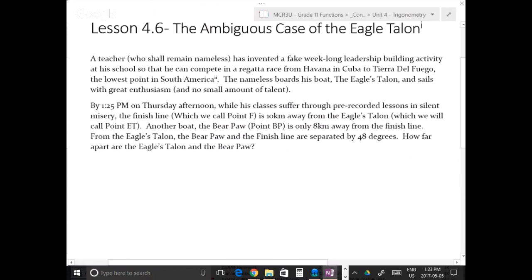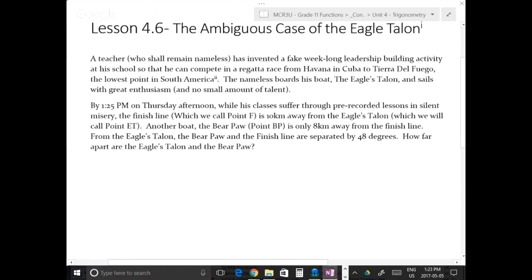So anyway, this was mine. I was taking kids to a leadership camp. So in this, a teacher who shall remain nameless has invented a fake week-long leadership building activity at the school so that he can actually compete in a boat race from Havana in Cuba to Tierra del Fuego, which is the lowest point in South America. It's one of my goals in life. I want to sail along the coast of South America. I find that idea exciting.